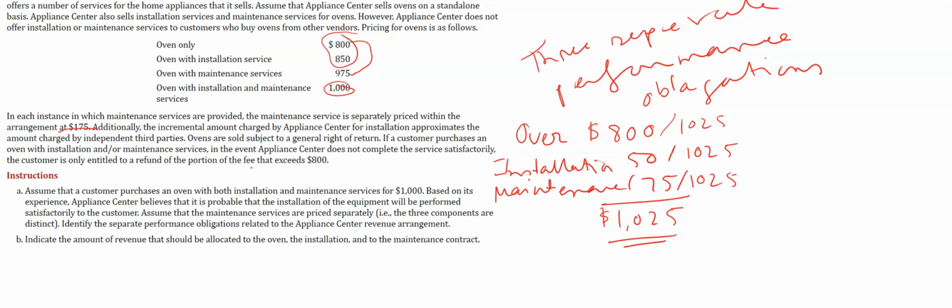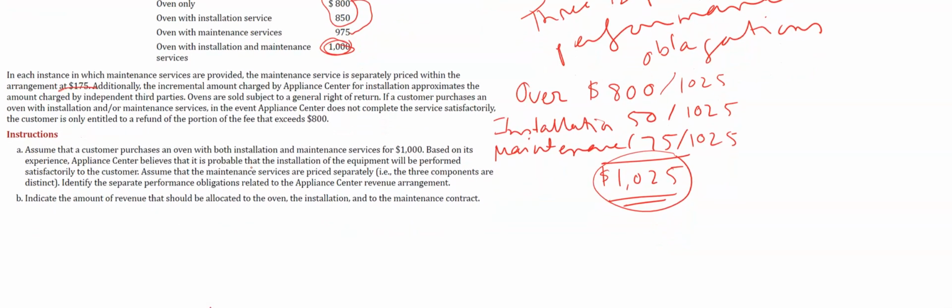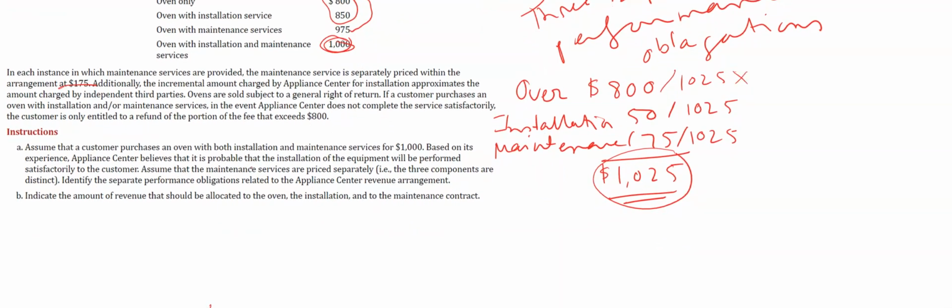Now this is the fraction if you look at the total standalone price, and the last step is to allocate this $1,000 based on those proportions. So these fractions will give you the proportions. Now we will apply that proportion to $1,000. That means we will multiply these three items by $1,000. That's our combined price, and this is how we are allocating the total $1,000 among three items.